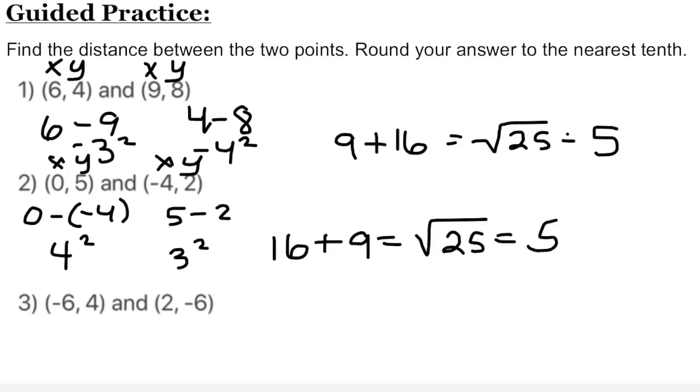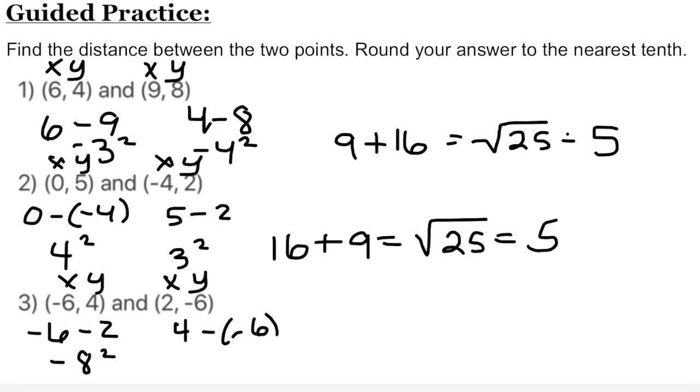So just like in the previous problems, we're going to start by labeling x and y. We're going to find the difference between our x values. So we've got negative 6 minus 2, which is negative 8 squared. Then we're going to find the difference between our y values. 4 minus negative 6, which is the same as 4 plus 6, which is 10 squared. So we have 64. 8 squared is 64, plus 10 squared is 100.